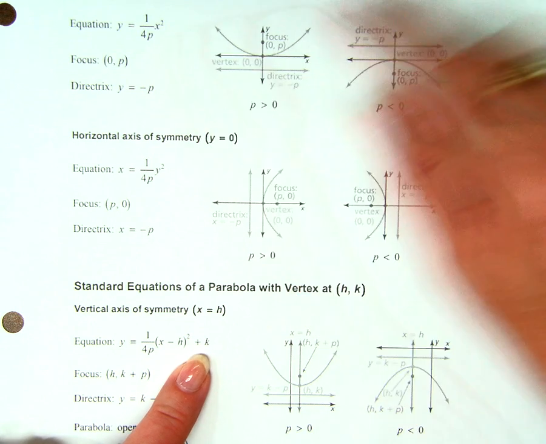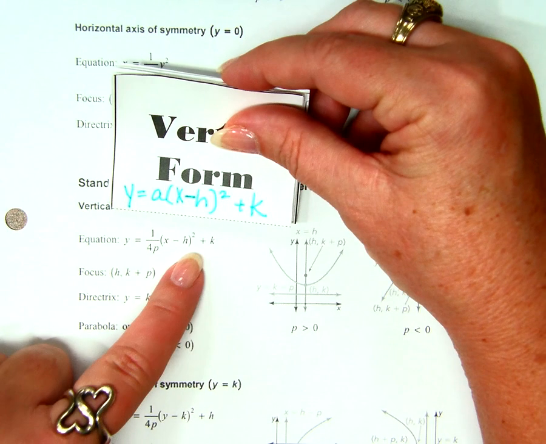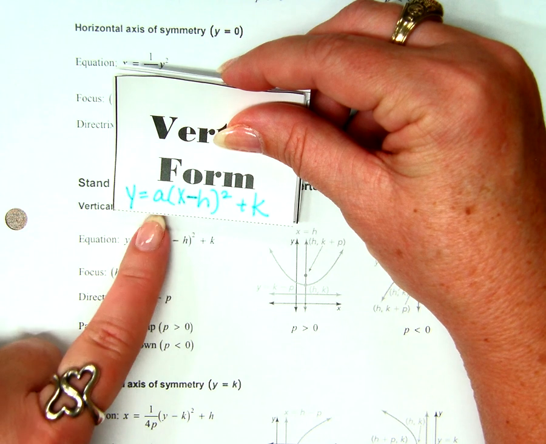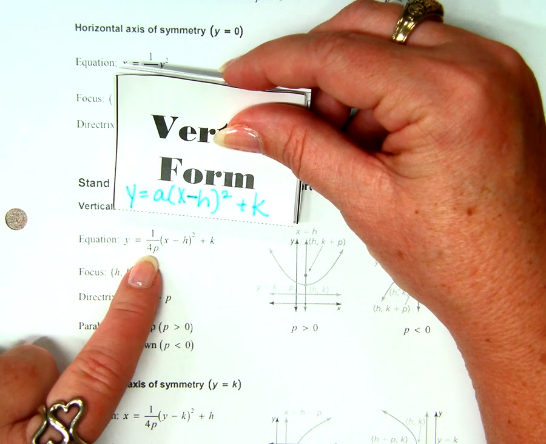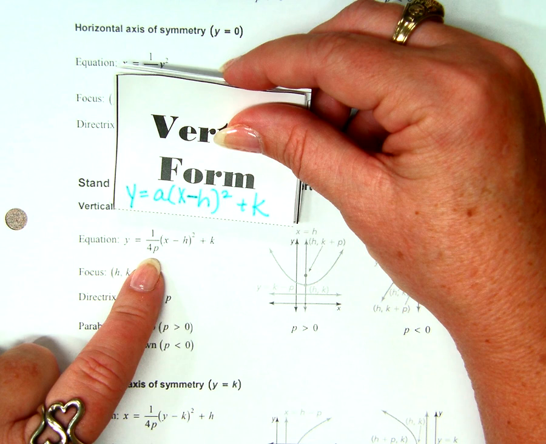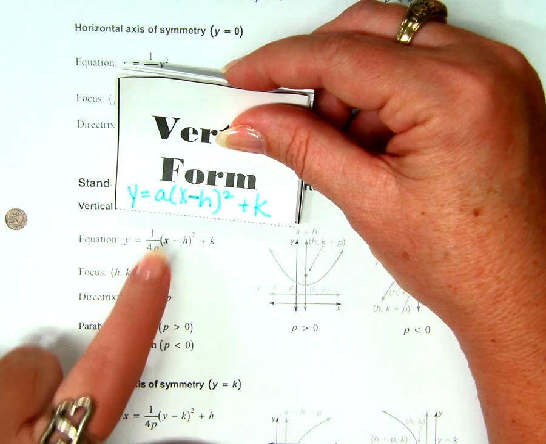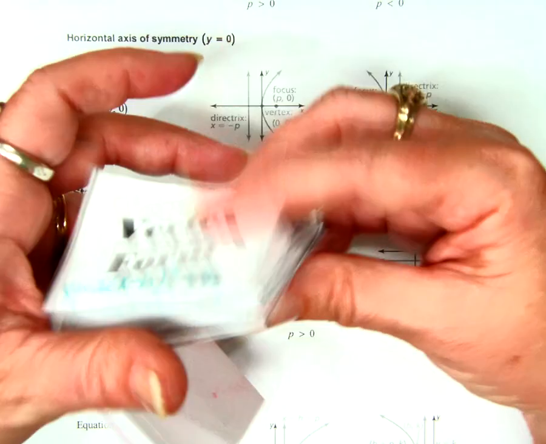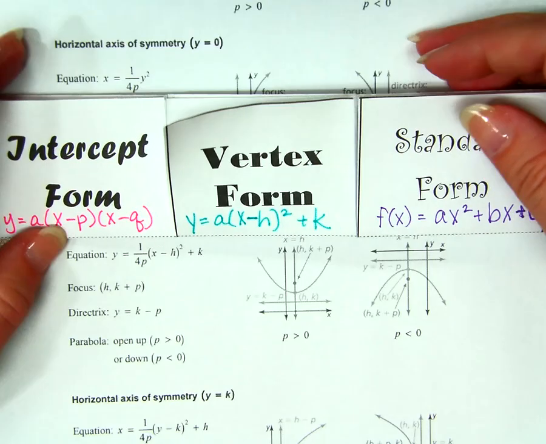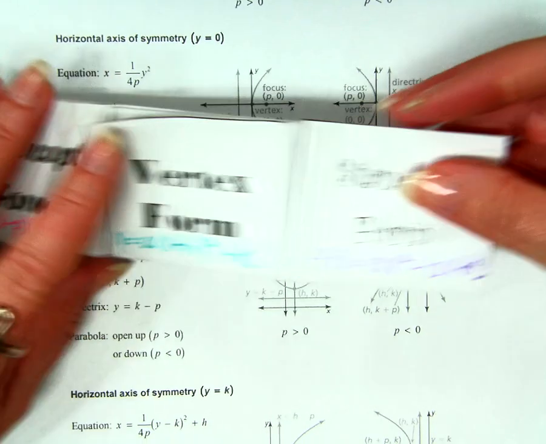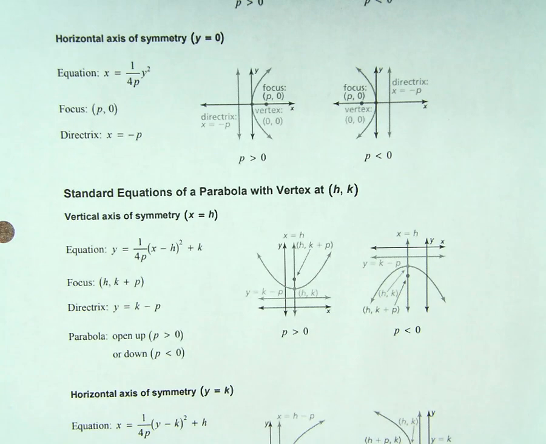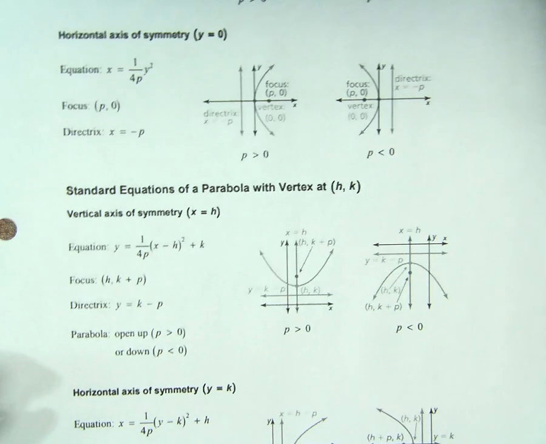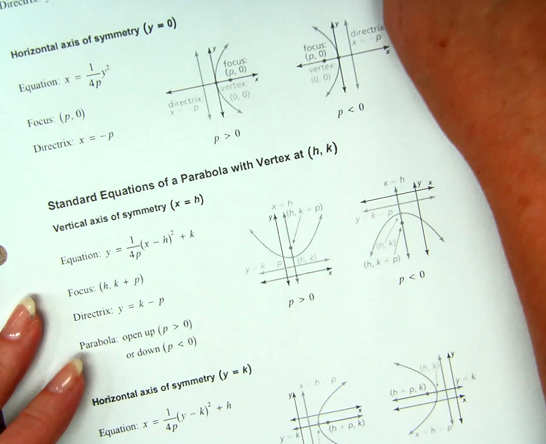Yes? But you recognize HK from yesterday, right? Only a little thing different. This has an A, and this has a 1 over 4p. Yeah? Okay, we're going to talk about that today. So, why am I teaching you so many different forms for quadratics? Well, because there's so many different kinds of pieces of information that you can be given, and I want you to have the best way to write the equation.